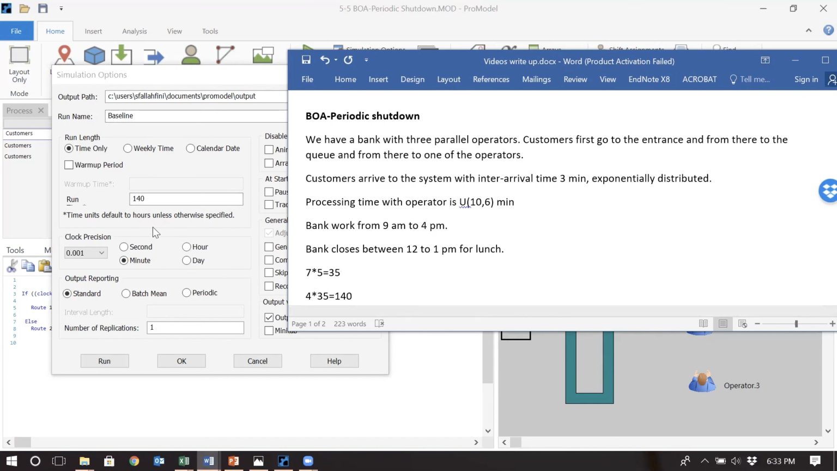So if I just let the simulation continue running for 140, that's equivalent to the scenario that I run this bank for 1 month without stopping the simulation time. I want to see how this bank is performing in 1 month, how many customers are getting processed, and so forth. We're going to run the simulation.